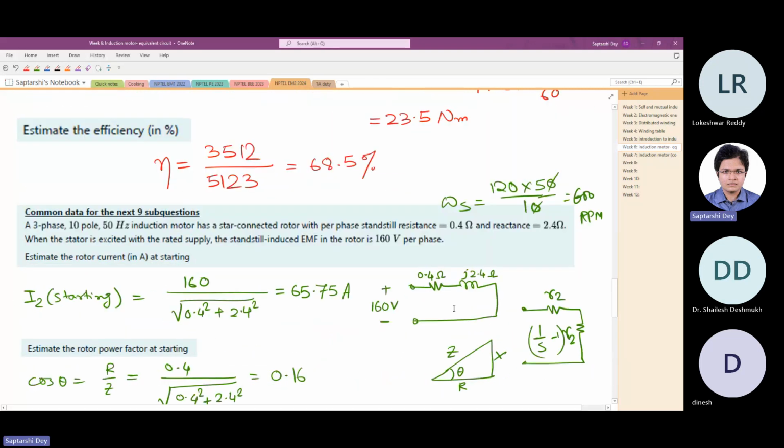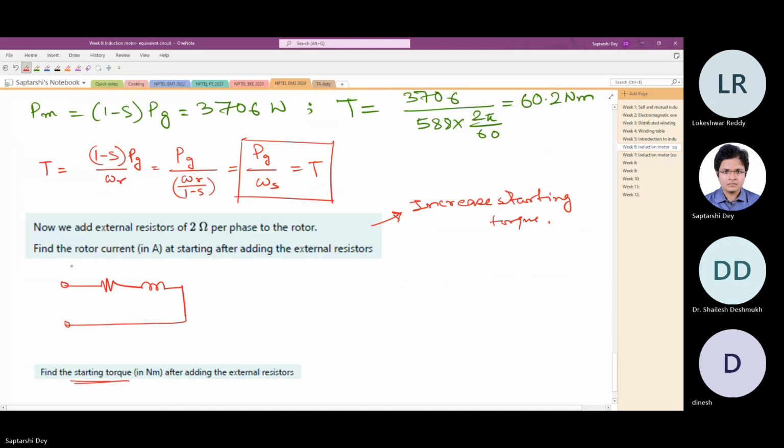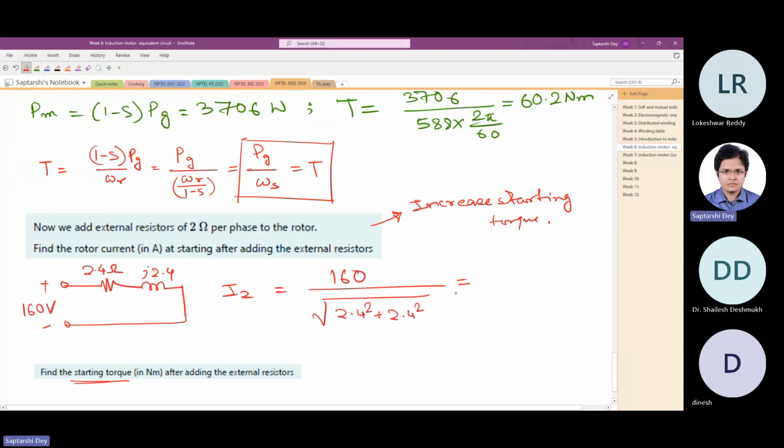So resistance is now how much? 2.4 ohm, and this is j2.4. Rotor current at starting: again 160 volt here. So rotor current at starting will be 160 by square root of this, which will give 47.1 ampere.